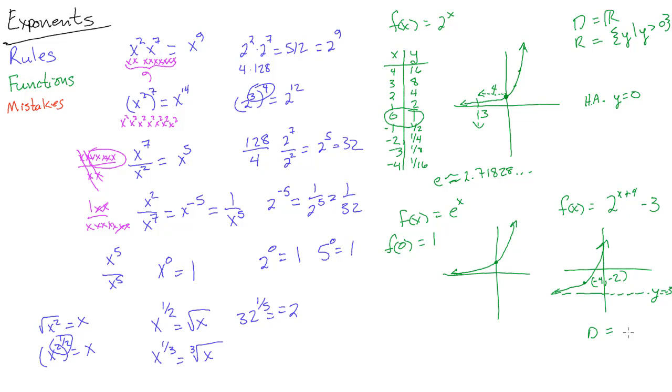Now look at what happened here. The domain now is still all real numbers. That didn't change. We can still stick anything in for x that we wanted to. And then the range is now everything bigger than negative 3. And that's what we kind of hit there. Good. Now there are a couple of mistakes that are common with exponents and exponentials and with roots here.